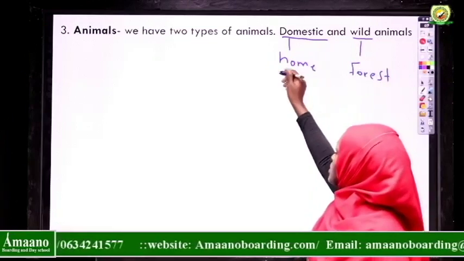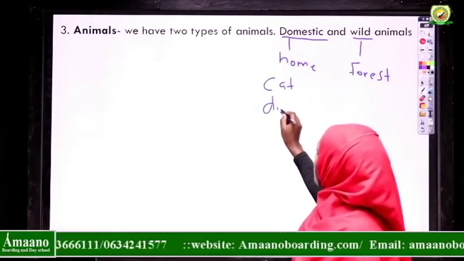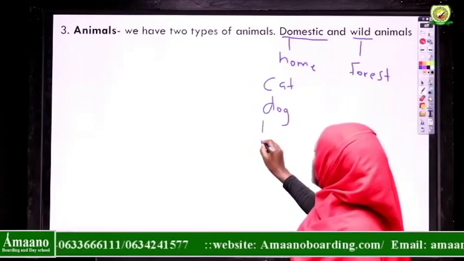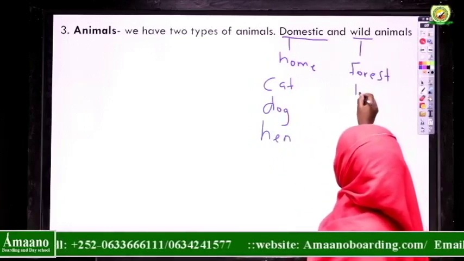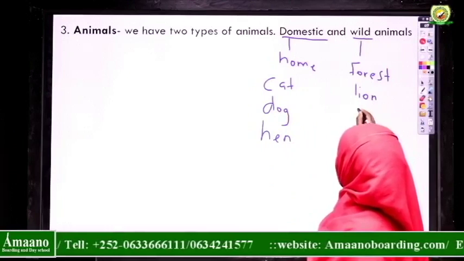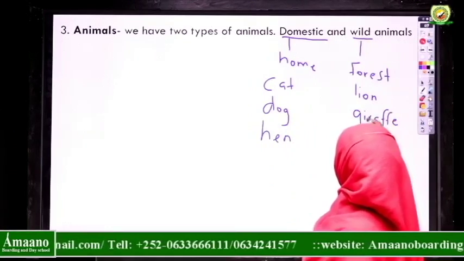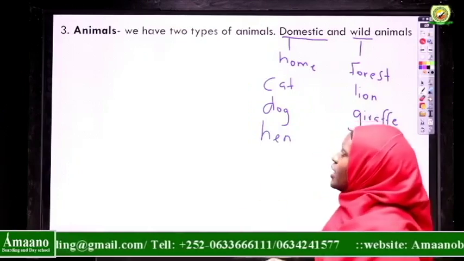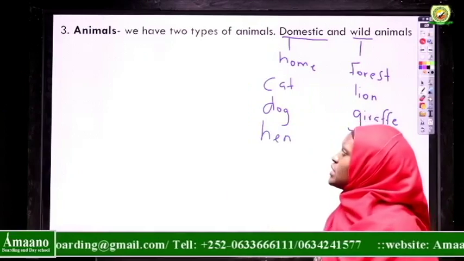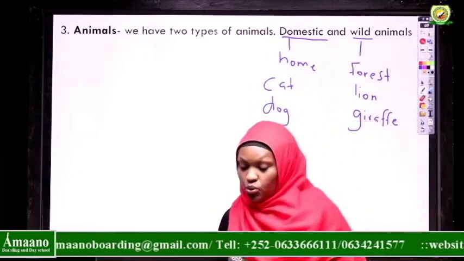For example, of the domestic animals, we have the cat, the dog, and the hen. These are the animals we find at home. Then, for example, of the wild animals, we have the lion, the giraffe, and the snake. These are the animals you get in the forest. So we have two types of animals, the domestic and the wild animals. They are very important to us in one way or the other.